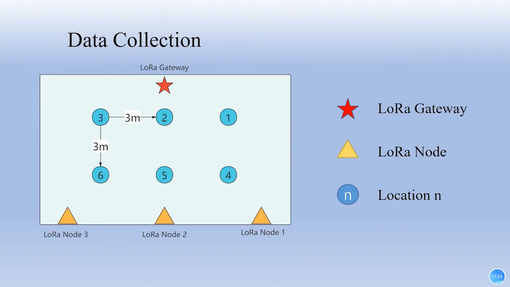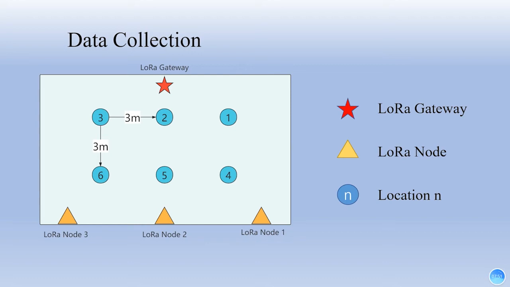The five-pointed star is the LoRa gateway, the triangle is the LoRa nodes, and the numbered circle is the location where the data is collected. We are experimenting in a rectangular indoor area, and the distance between points is 3 meters.